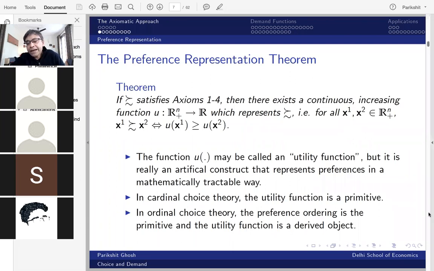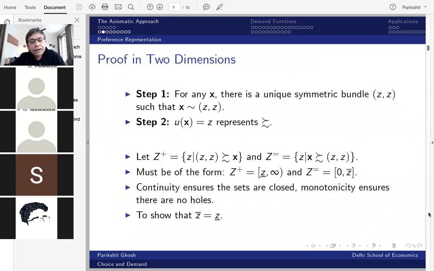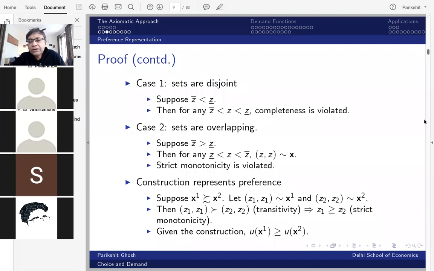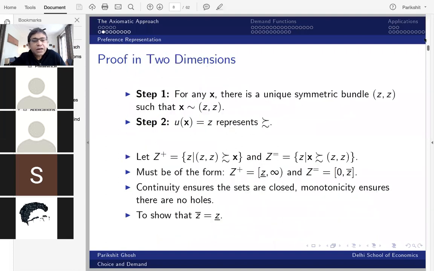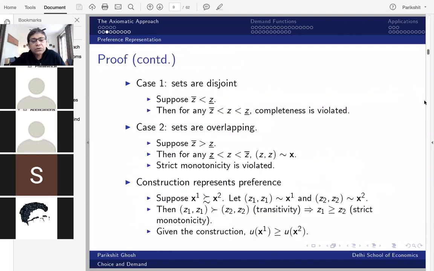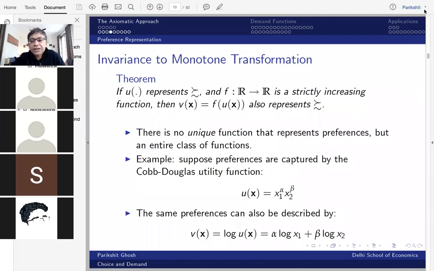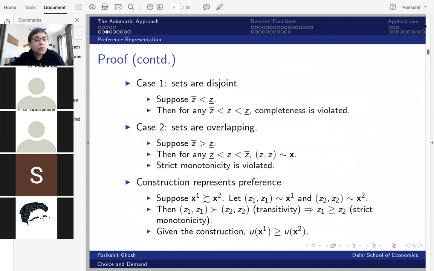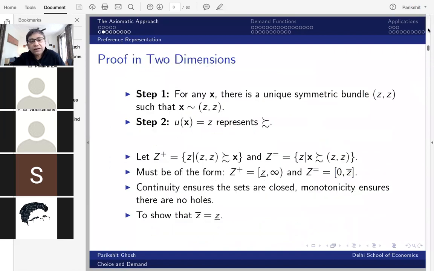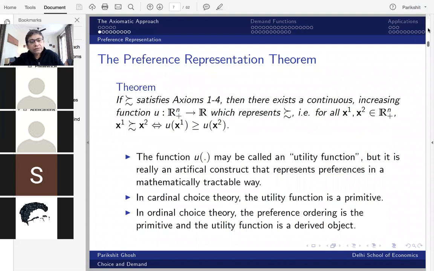So next day, in the next lecture, I will sketch out the proof of this theorem, and also another theorem which basically says that utility functions are not unique. The same preferences can be represented by a whole class of utility functions, and then we'll see what kind of theory we can develop from that.